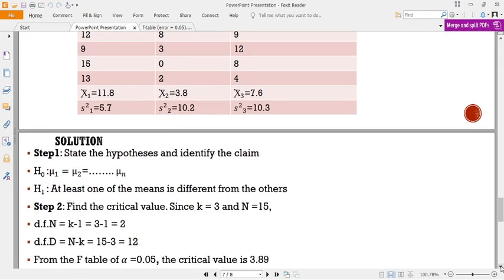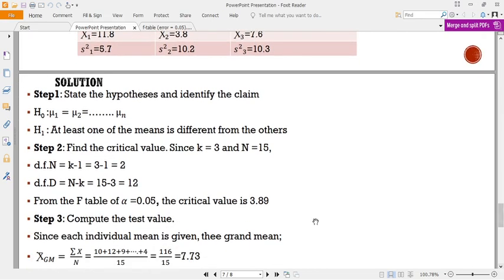So our first step is to state the hypothesis. Our null hypothesis will be that the means are the same, and then the alternative or the claim will be that at least one of the means is different from the others.